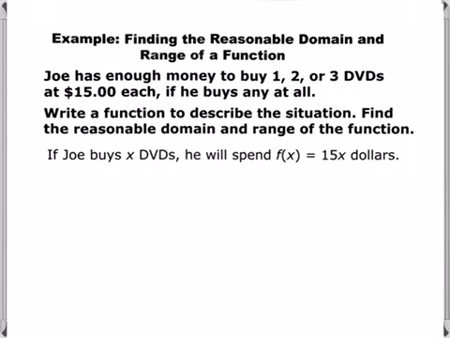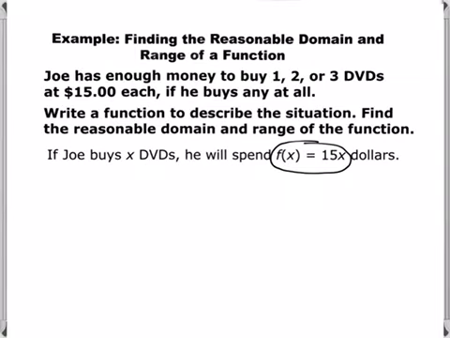Finding the reasonable domain and range of a function. Joe has enough money to buy 1, 2, or 3 DVDs at $15 each, if he buys any at all. Write a function to describe the situation. Find the reasonable domain and range of the function. If Joe buys x DVDs, he will spend f of x equals $15x. So this is our function. And I know it said write one, but I'll give you the equation here. f of x equals 15x.